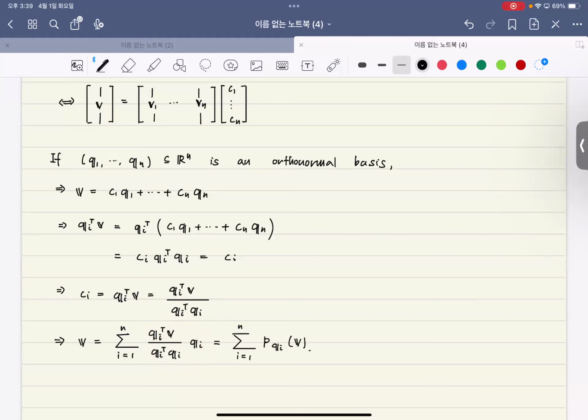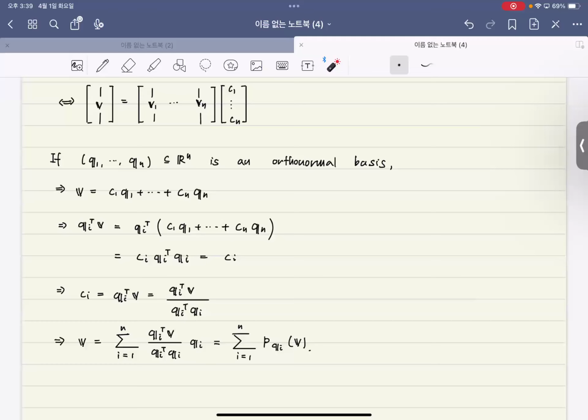So what is the point of this computation? Suppose that for the same vector space you have an orthonormal basis, not just random basis vectors. Then computation of these coefficients is way easier than before. And plus, this vector V can be written as a sum of this bunch of projections.